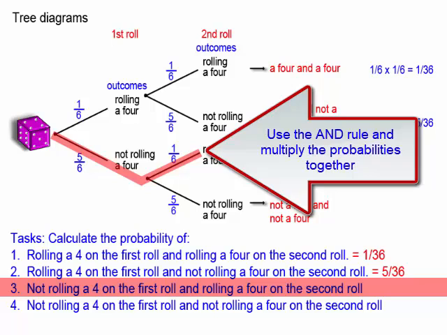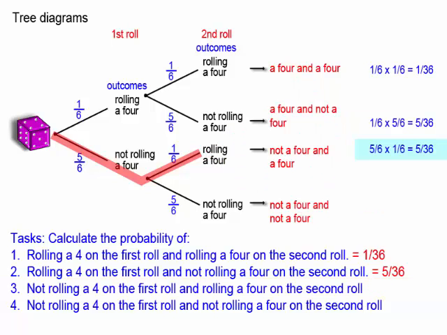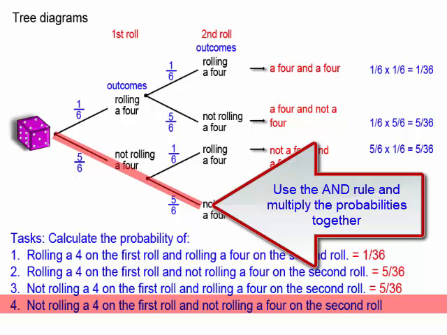In our third task, we have been asked to calculate the probability of not rolling a 4 in the first roll and rolling a 4 in the second roll. This gives us a probability of 5 over 6 multiplied by 1 over 6, which equals 5 over 36. So the probability of not rolling a 4 in the first roll and rolling the 4 in the second roll is 5 over 36.